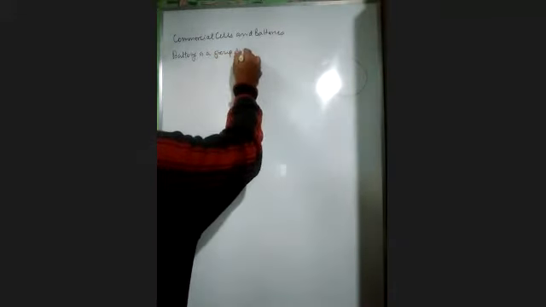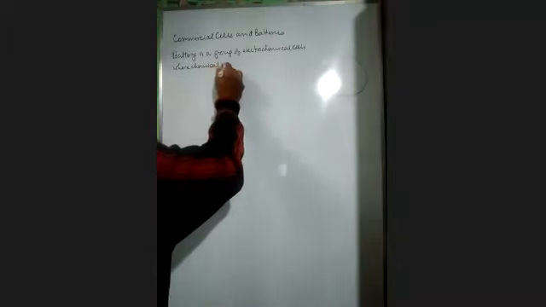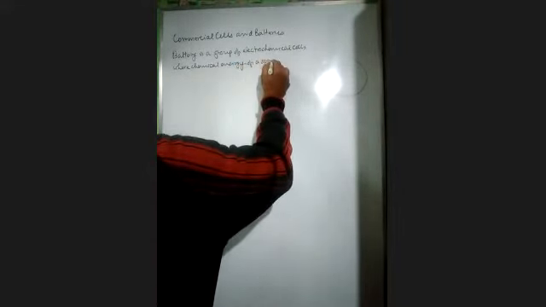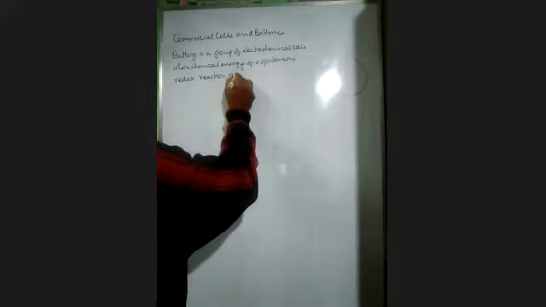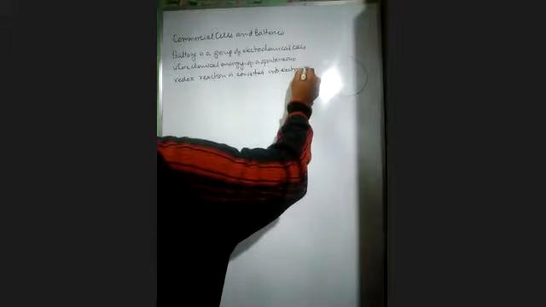Battery is a group of electrochemical cells where chemical energy of a spontaneous redox reaction is converted into electrical energy. This is the definition.